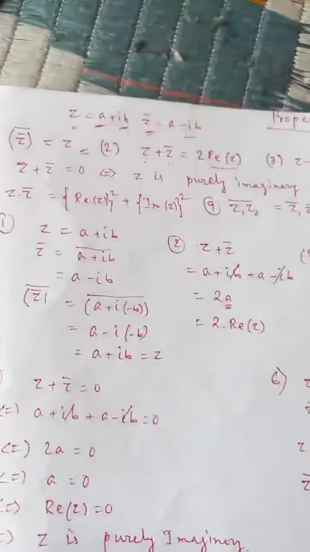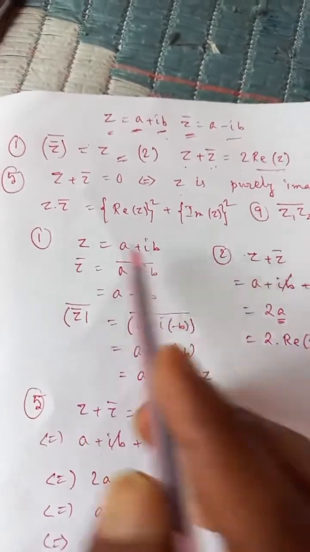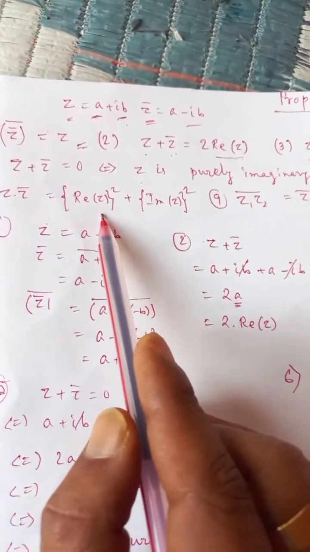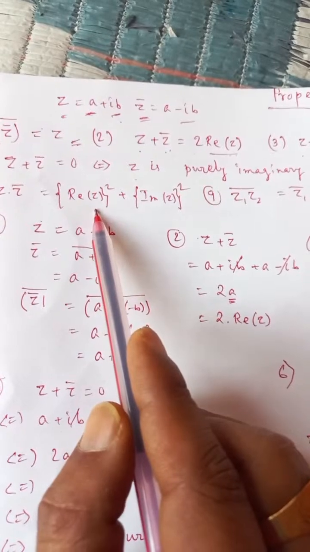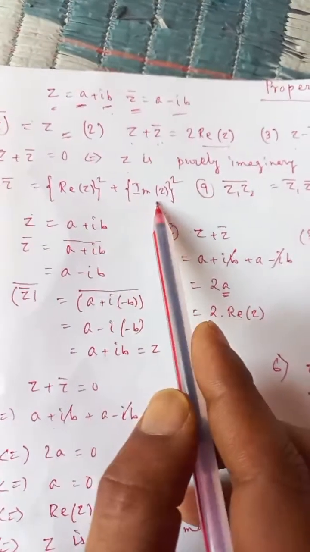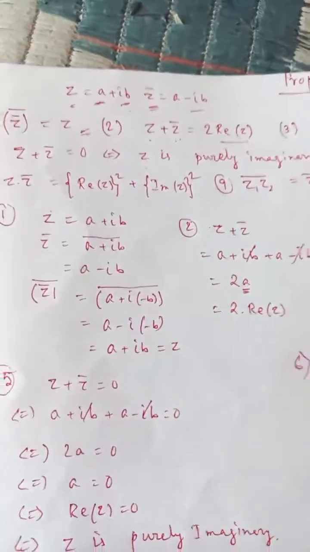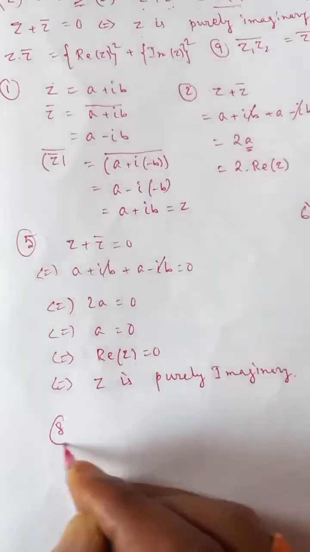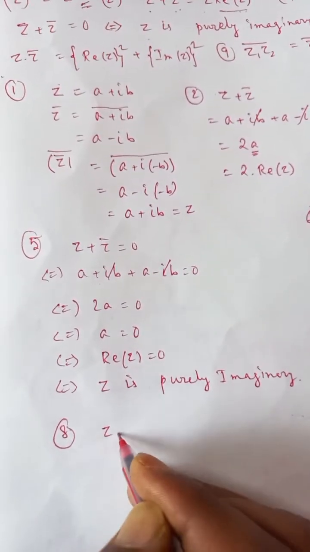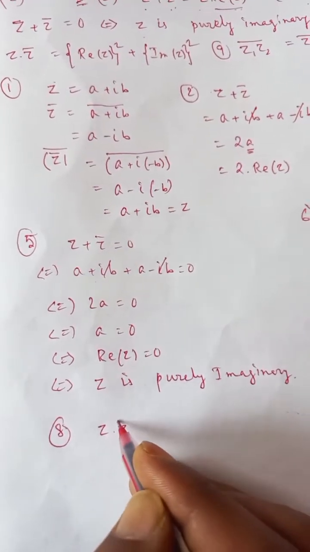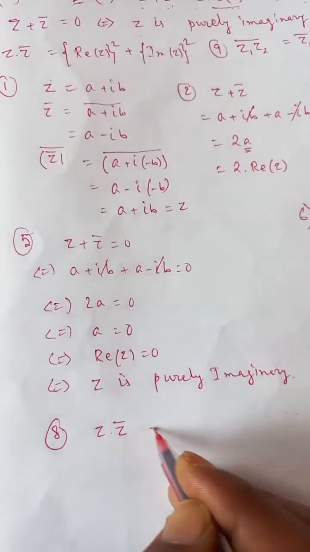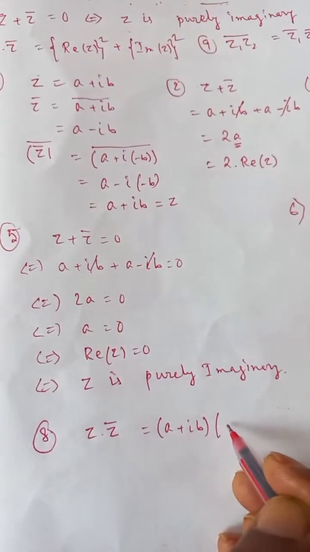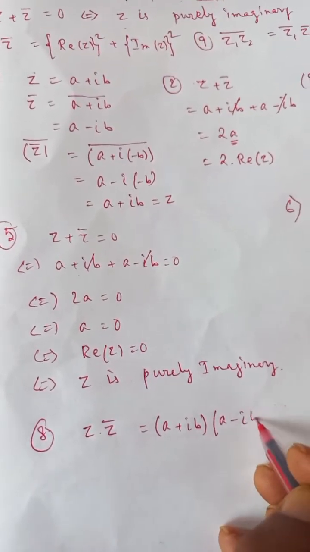Number 8 is that z1 multiplied by conjugate of z1 is equal to real of the complex number z whole square plus imaginary of complex number z whole square. So here, for z times z bar, z is equal to a plus iota b, and z bar is equal to a minus iota b.